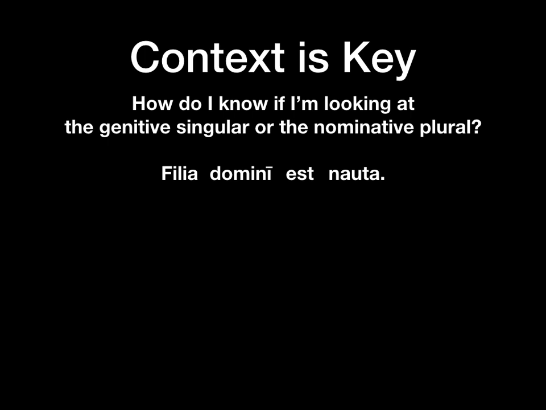Filia domini est nauta. So let's look at each of the nouns in the sentence and categorize them first. We have filia, which we know has to be nominative singular, since we know that filia is a first declension noun meaning daughter. Then we have domini, which we know now could be nominative plural masculine. And we have nauta, which is also first declension, but it's nominative masculine. So any of these nouns could be the subject of the sentence or a predicate.